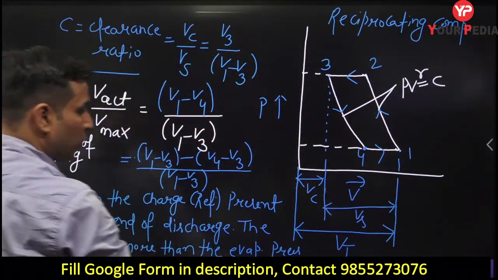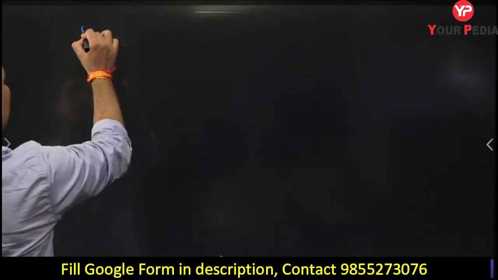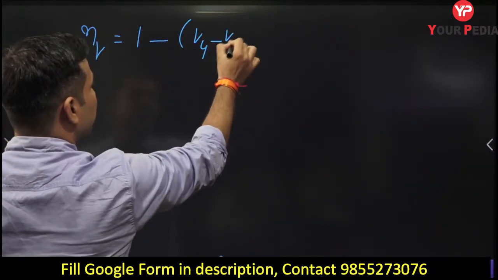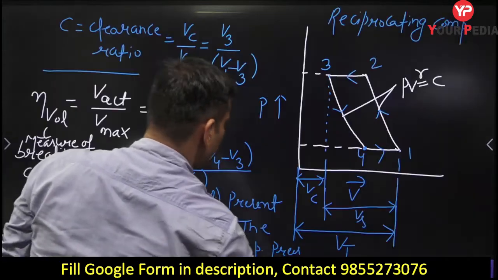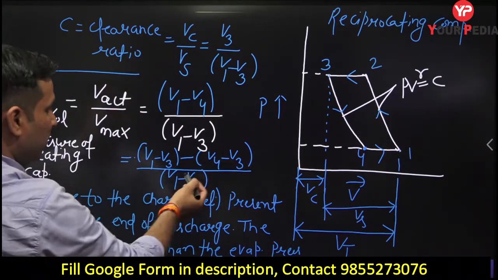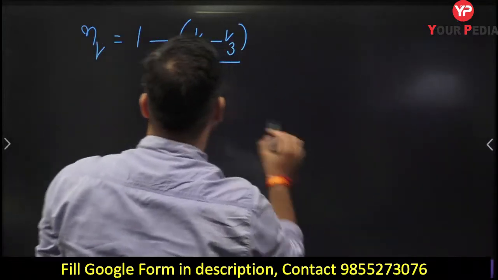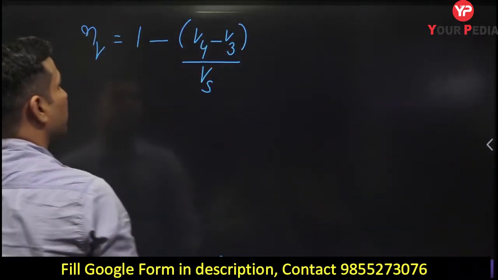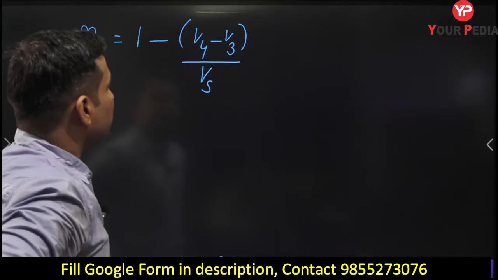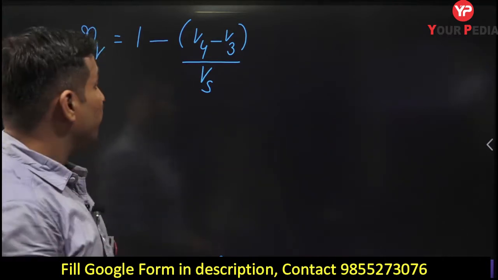Okay, तो इसको अगर आप further solve करोगे, let me write it here, volumetric efficiency that is equal to 1 minus (V4 minus V3) divided by V4, this because this will cancel out, so this is V4 minus V3 divided by, what is V1 minus V3, guys? Can I write this as Vs? क्या मैं इसको Vs लिख सकता हूँ? बिल्कुल, I can write it as Vs.